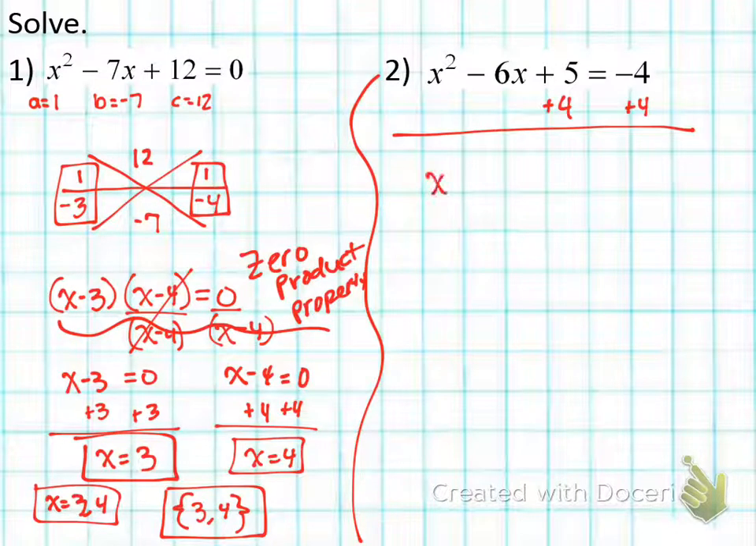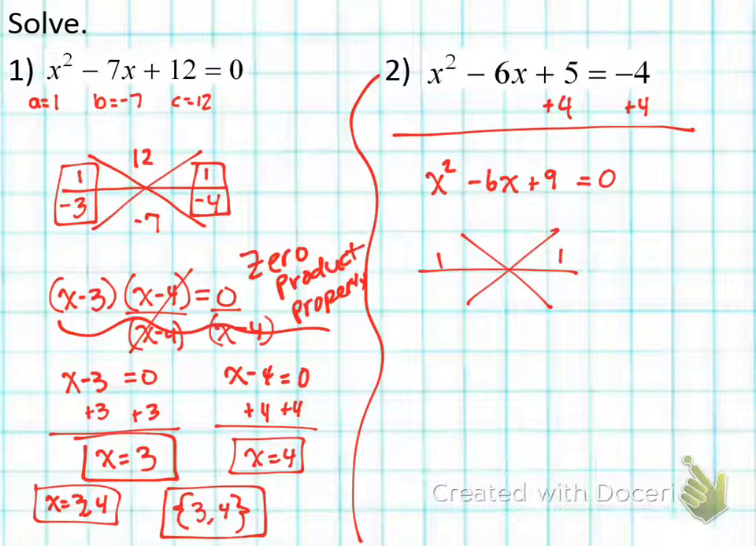So we get x squared minus 6x plus 9 is equal to 0, right? Now it's all equal to 0. Then I do my x box. A is 1, a times c is 9, b is negative 6, okay? What times what is equal to negative 9, but adds up to negative 6? Negative 3 and negative 3, right?